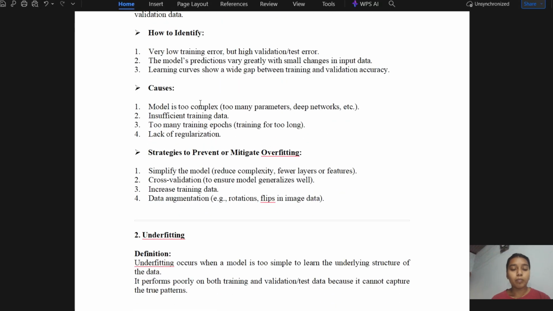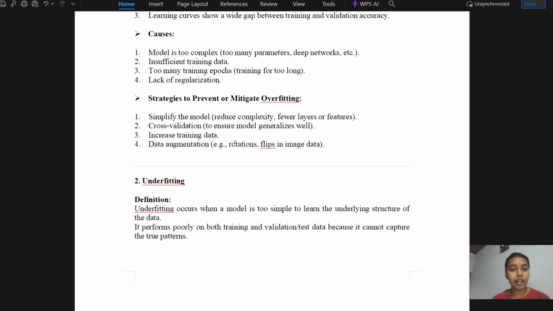Causes: first, the model is too complex. Second, insufficient training data. Third, training for too long. Fourth, lack of regularization. Strategies to prevent or mitigate overfitting.